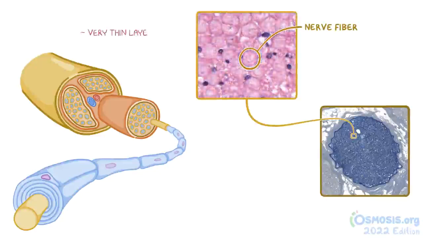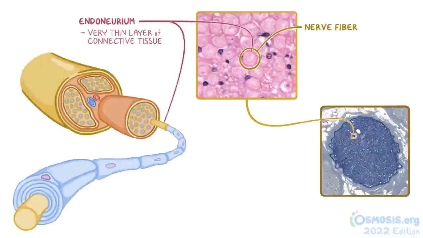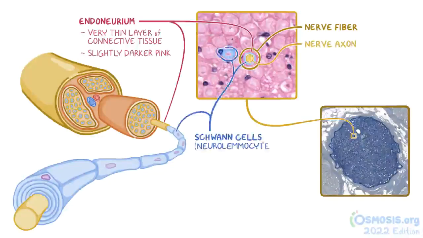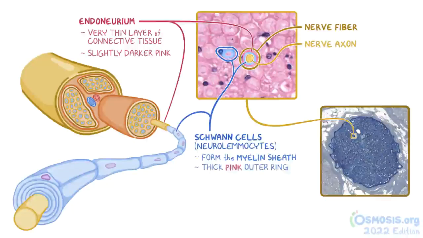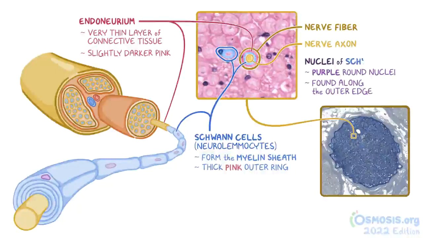The very thin and delicate layer of connective tissue surrounding each nerve fiber is called the endoneurium. The endoneurium stains a slightly darker pink compared to its contents, which include the individual nerve axons at the center, as well as the Schwann cells, or neurolemmocytes, that form the myelin sheath around larger nerve fibers. The myelin sheath can be seen as a thick, pink outer ring that surrounds many of the nerve fibers. The basophilic or purple round nuclei found along the outer edges of the nerves are the nuclei of Schwann cells.